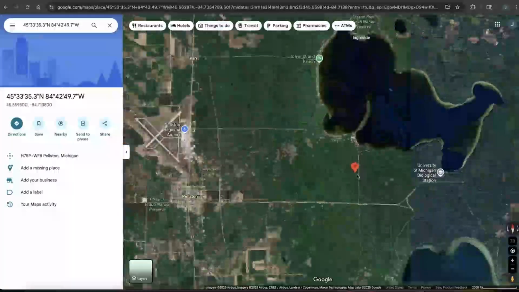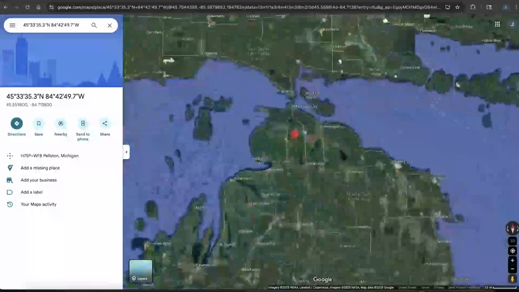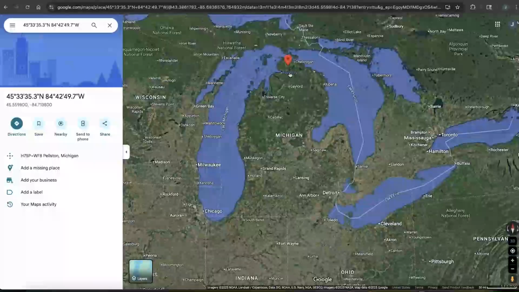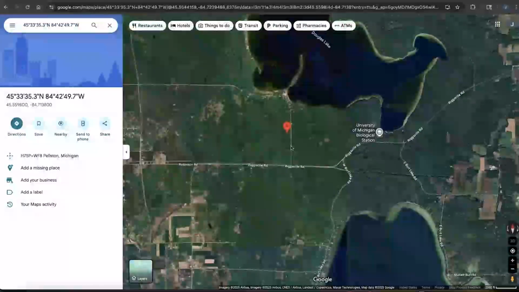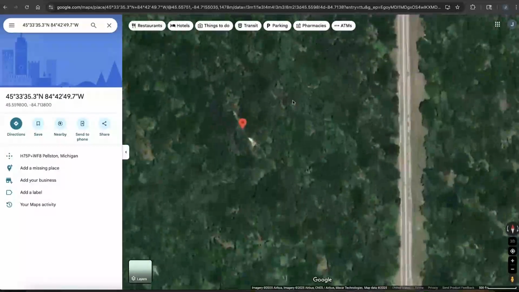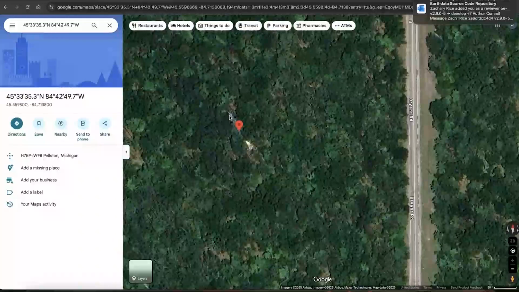When I zoom out, you can see that this location is on the Lower Peninsula of Michigan. Here's the Upper Peninsula. And when I zoom in to the highest zoom level, the highest resolution data that we have available, you can see that there's an interesting feature here, which is the tower itself. It looks somewhat similar to a cell phone tower.